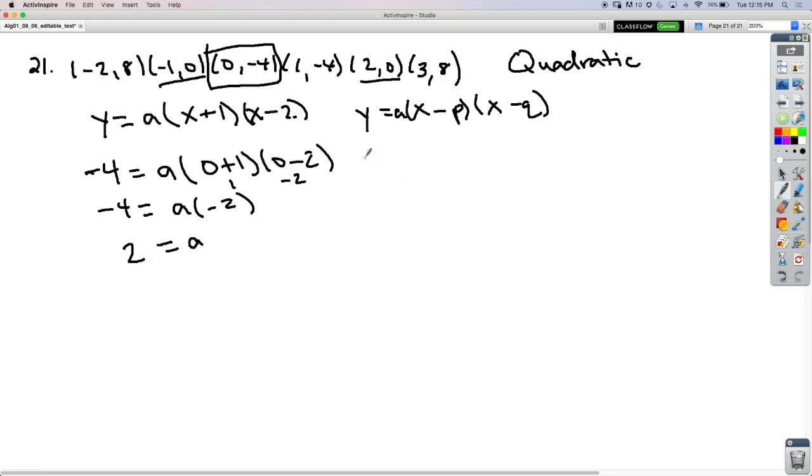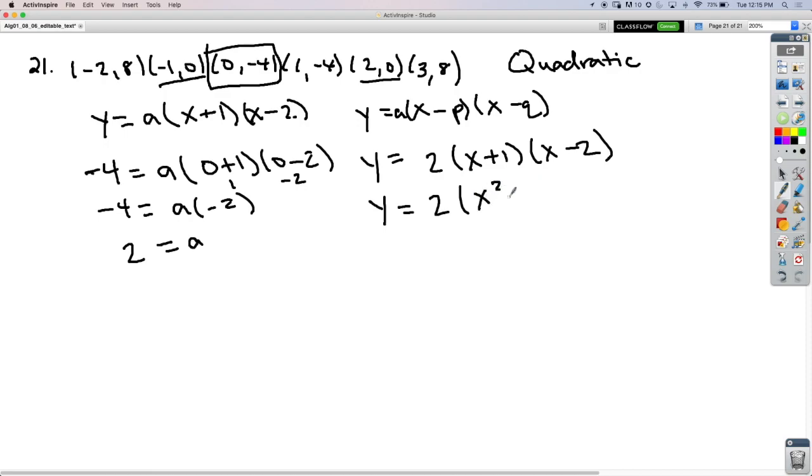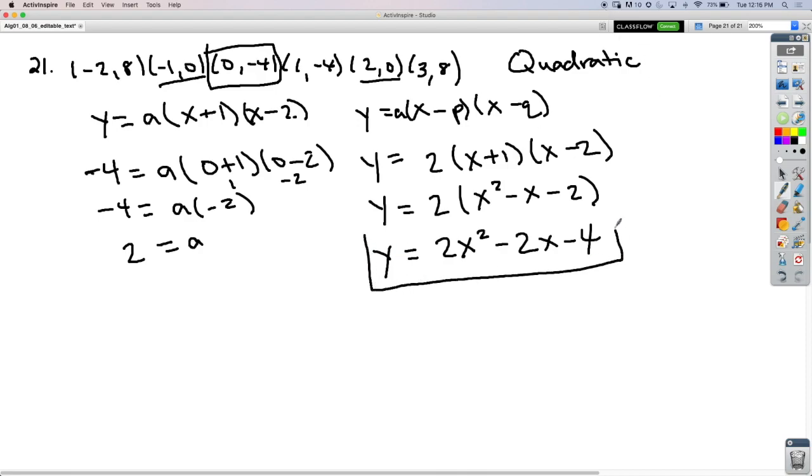So here's my function: y equals 2 times the quantity x plus 1 times x minus 2. Okay, I think you need to write it in standard form. Yes, you do. So let's write this in standard form. y equals 2 times x squared minus x minus 2. y equals 2x squared minus 2x minus 4. And that is my function.